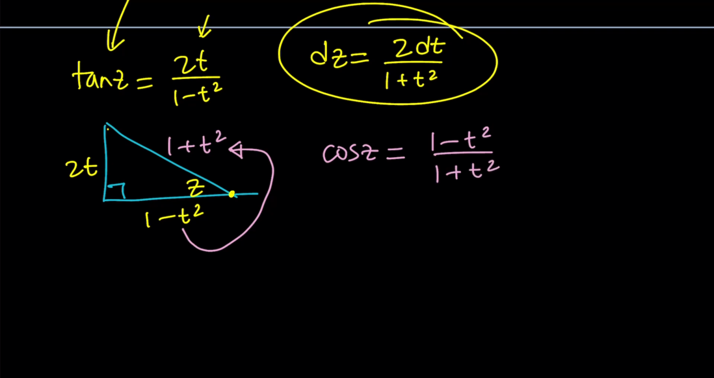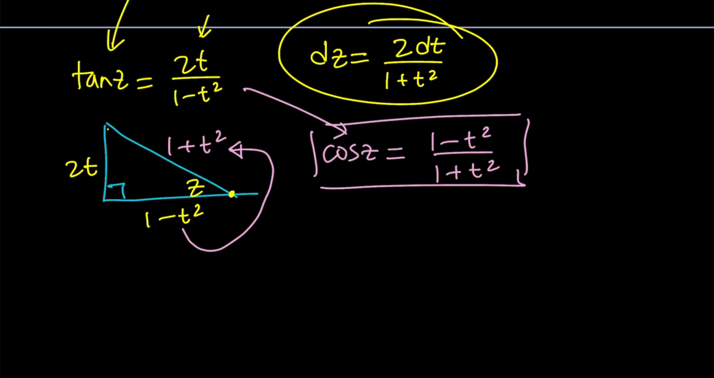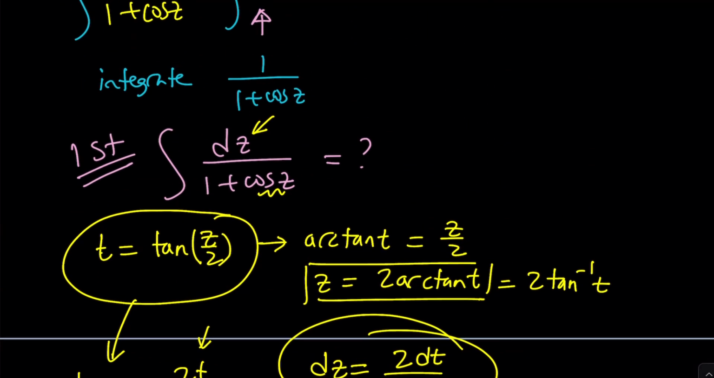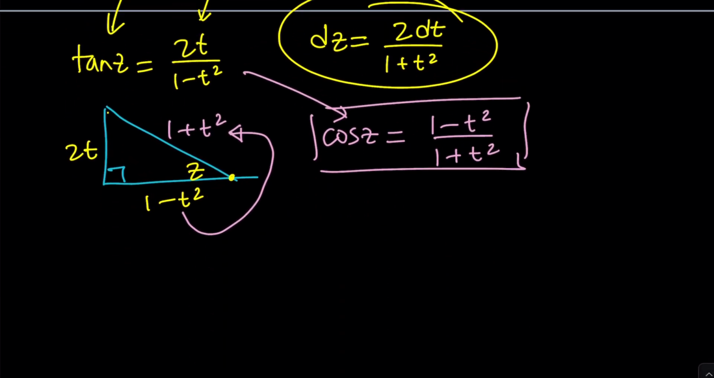A lot of times people are just going to memorize these identities, like sine z, but I don't think that's necessary. Draw a right triangle. The only thing you need to know is this one, tangent z over 2 equals t, and then you can go pretty much everywhere from there, as long as you have a little bit of trigonometry knowledge, a little bit, maybe more than that.